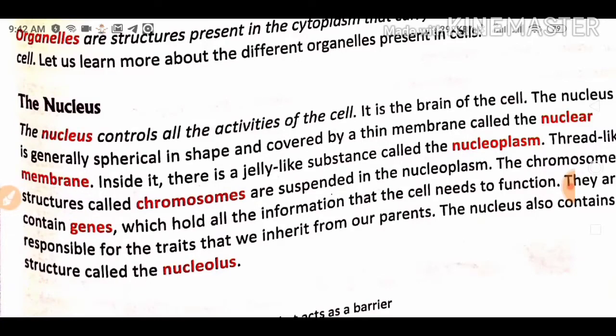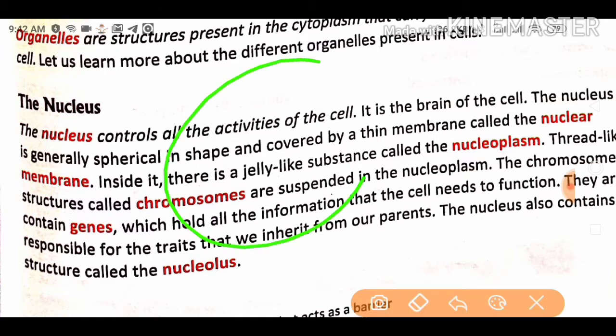Inside it, there is a jelly-like substance called the nucleoplasm. Thread-like structures called chromosomes are suspended in the nucleoplasm. Okay, suppose this is a nucleus. It is roughly spherical, and inside it is the jelly-like substance nucleoplasm, and within that some thread-like structures are found. These are called chromosomes.